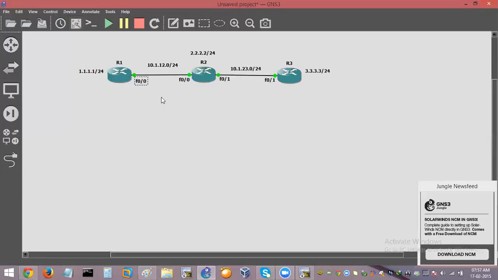When you don't tell the path manually, you leave it to the routing protocols. That's what dynamic routing, the dynamic routing protocol, does.